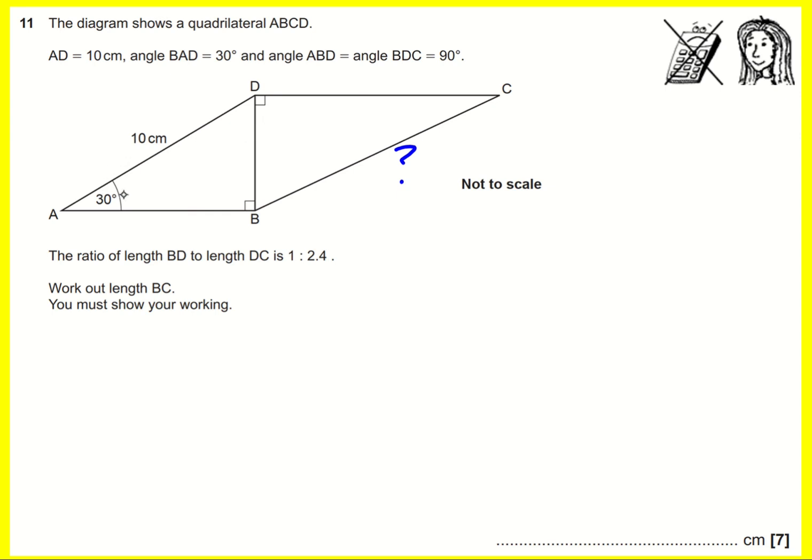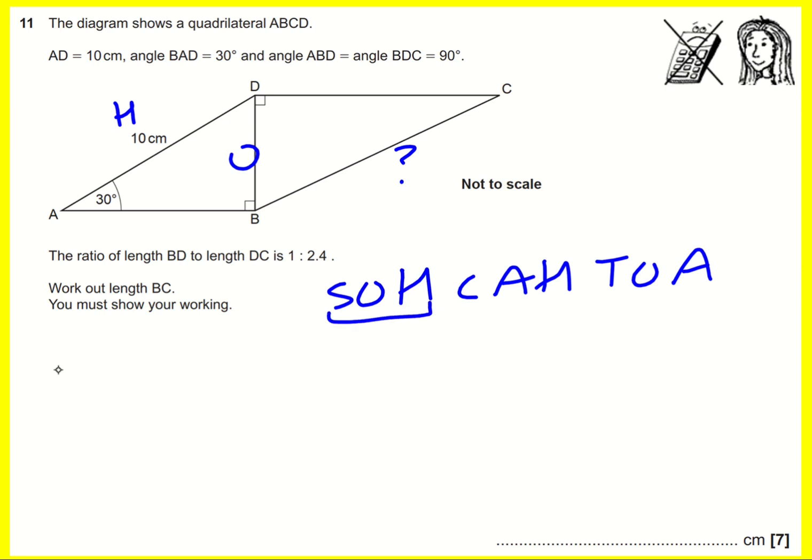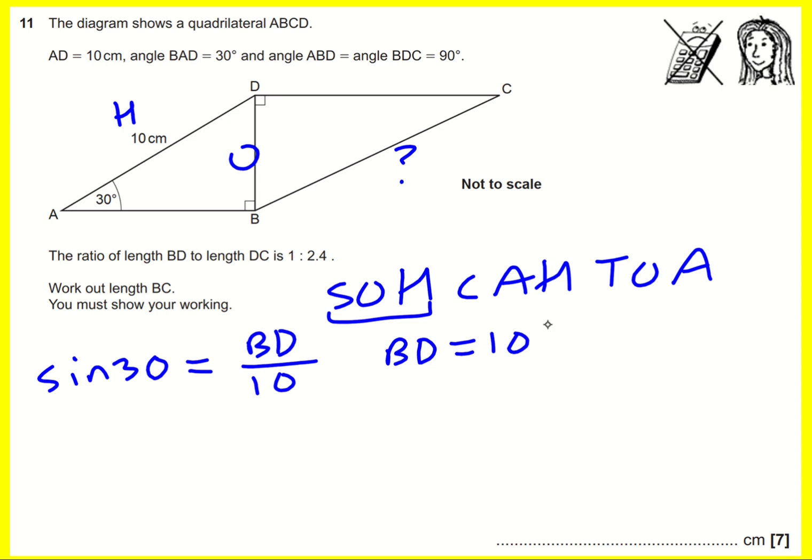Well, some trigonometry to start with. We've got the hypotenuse and we've got the opposite. So we're going to use SOHCAHTOA. And more specifically, sine. So sine 30 is equal to BD, or the opposite, over 10. And therefore BD is 10 sine 30. Now you are expected to know what sine 30 is, and it's actually a half. I'll talk a bit more about that at the end. But we're going to get 5 for BD.